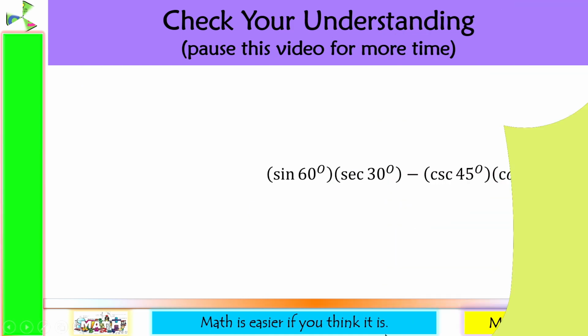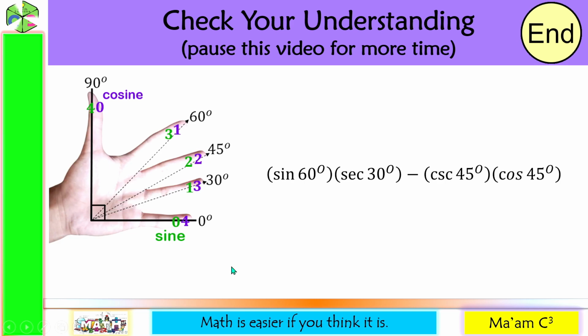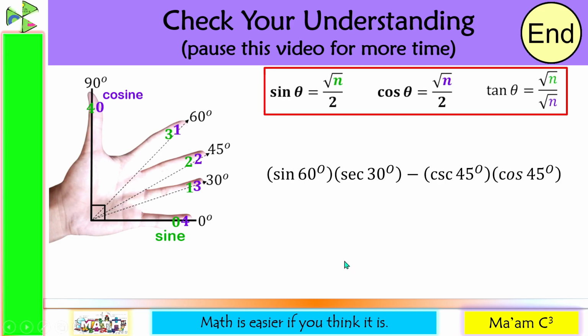Now, it is time to check your understanding. Evaluate these trigonometric ratios. Pause this video for more time. Let us answer. Of course, we're going to need our magic hand as well as the formulas that we used earlier. If it is sine, that would be square root of n over 2. If it is secant, that is the reciprocal of cosine.